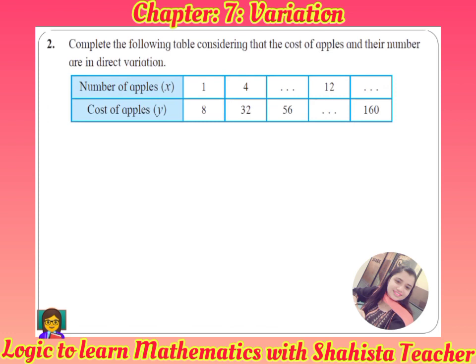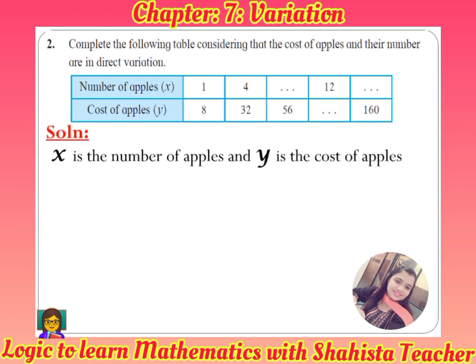Complete the following table considering that the cost of apples and their number are in direct variation. Number of apples X, cost of apples Y. 1 apple costs 8 rupees. 4 apples cost 32 rupees. Cost of apples Y is given as 56. We have to find the number of apples X. The number of apples X is given as 12, but the cost of apples we have to find here. Okay, so let's solve the solution.